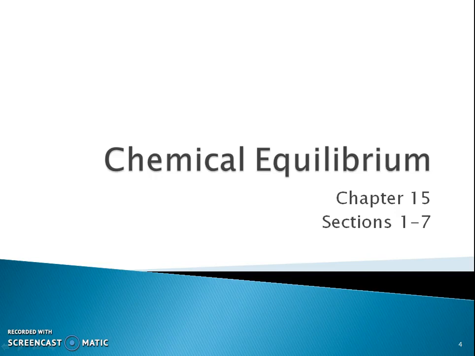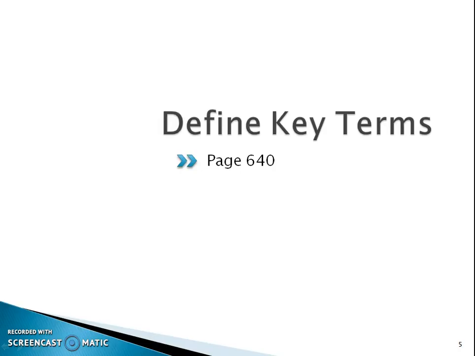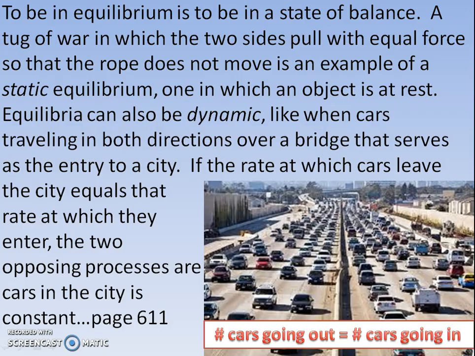This is Mrs. O'Neill for AP Chemistry, Chapter 15, Section 1, Chemical Equilibrium. Go to page 640 at some point and look over those key terms. To be in equilibrium is to be in a state of balance, a tug of war in which the two sides pull with equal force.